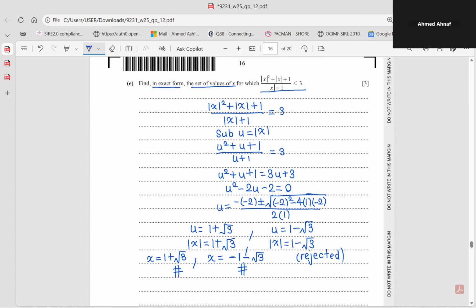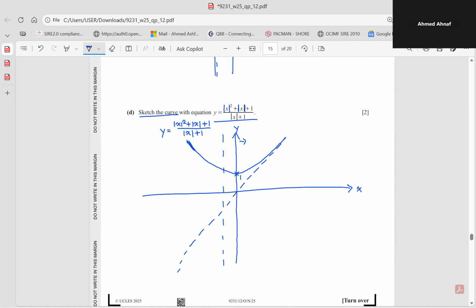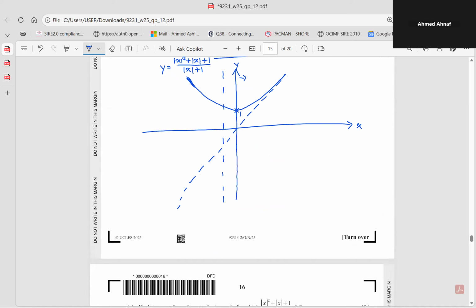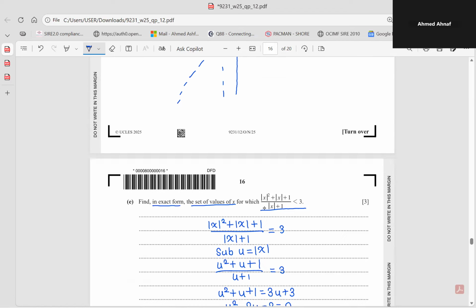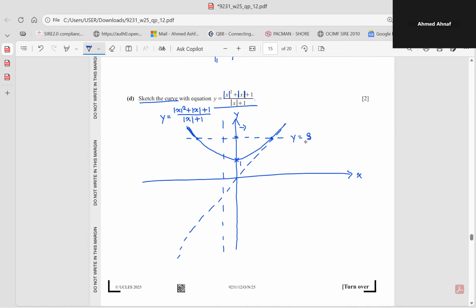Now our next step would be to make a little sketch of the curve that we drew in the previous part. You can see that 3 is probably around here. So this is the line y equals 3, and these are the two intersection points that we found. They told us to find the set of values for which this curve is less than 3, so everything below y equals 3, which is basically everything between the two critical points.